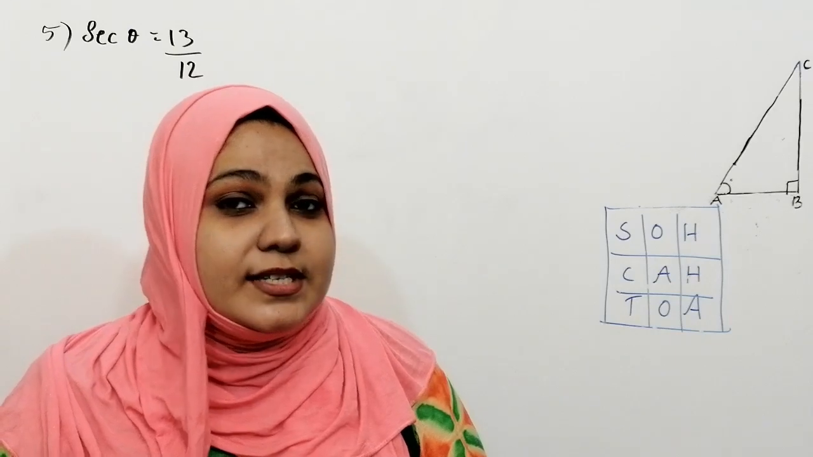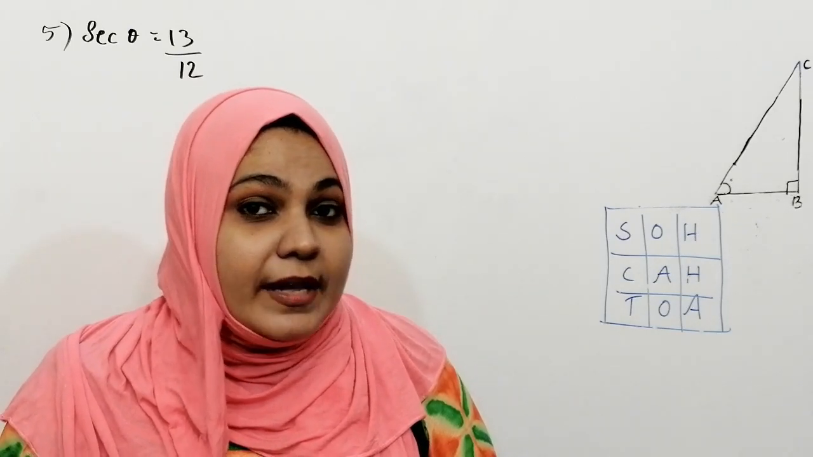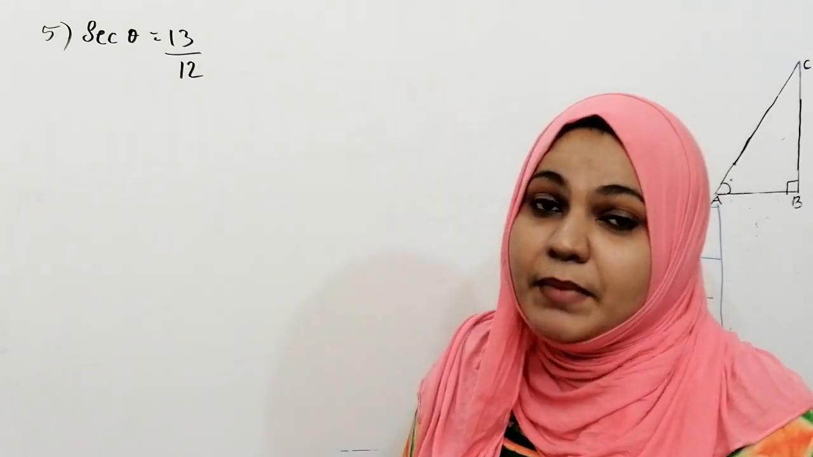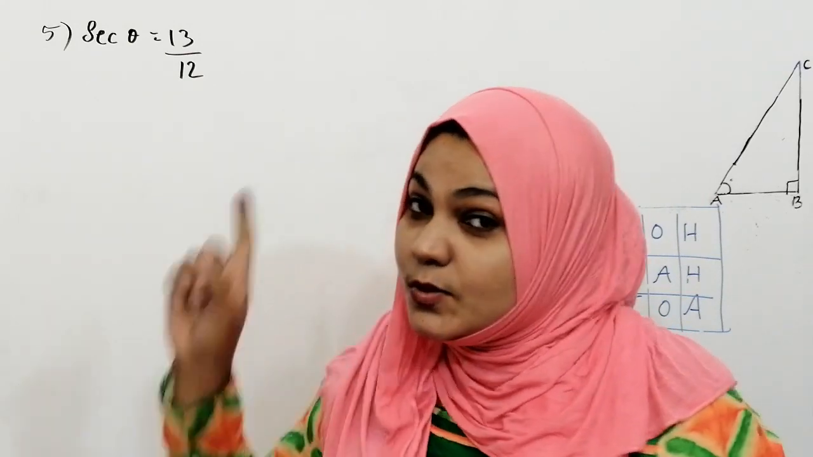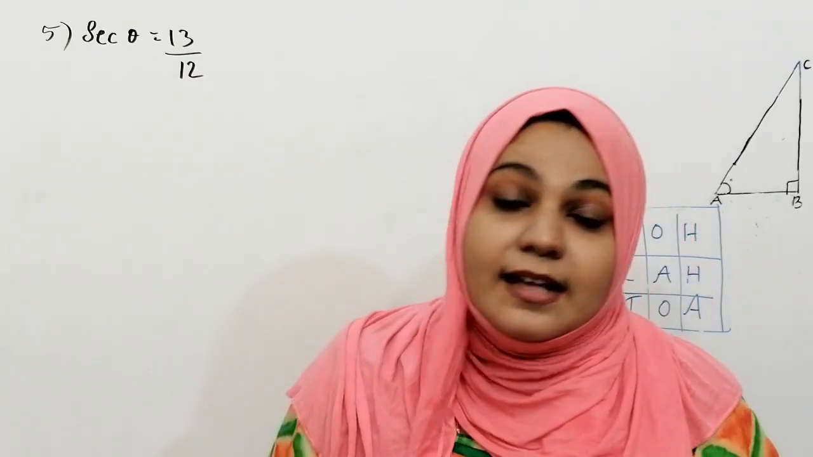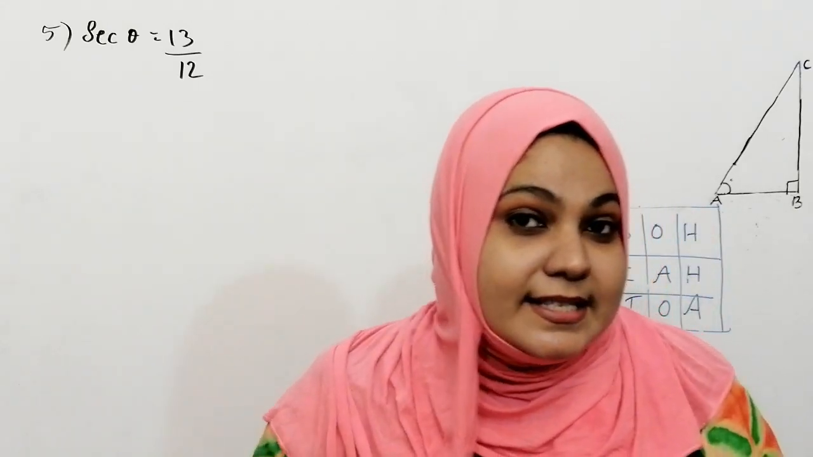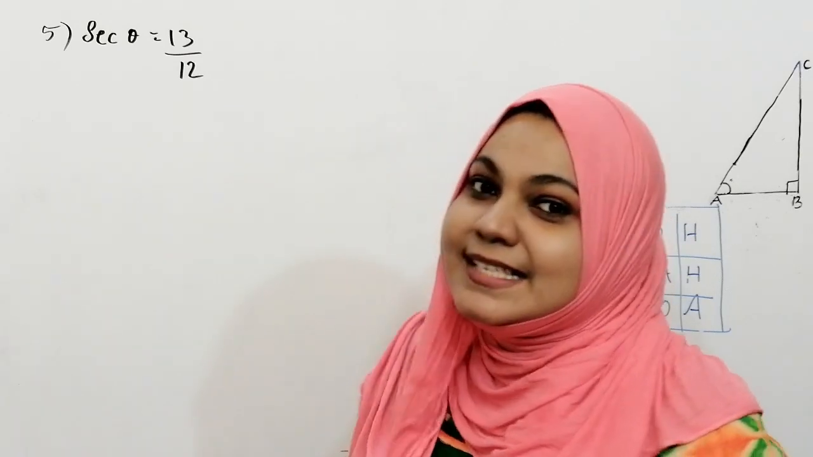We have finished 4 questions of exercise 9.1. So now we are doing question number 5. So here you can see the question. If sec theta is equal to 13 by 12, you have to find all other trigonometric ratios using this sec theta. So what is the value for sec theta here? 13 by 12. So let's see how we can find all the other trigonometric ratios using sec theta.